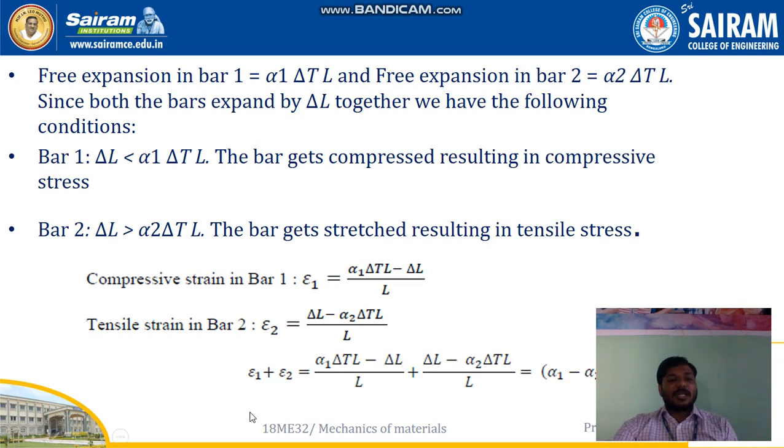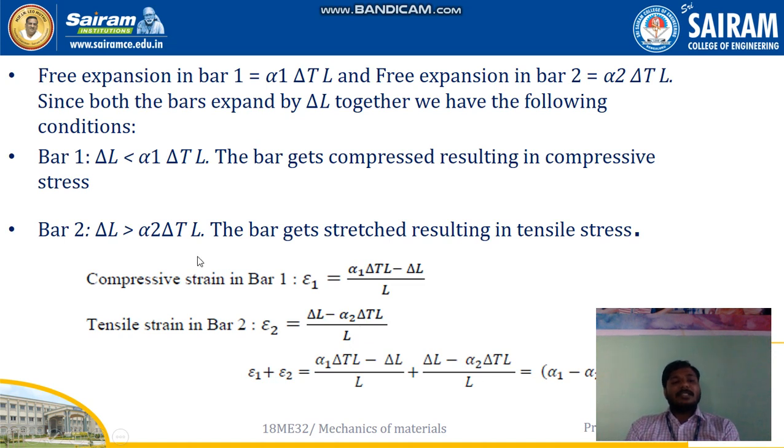Now how can we write the compressive strain in bar 1? The compressive strain in bar 1, epsilon 1, will be equal to alpha 1 into delta T into L minus delta L, divided by L. So I will repeat once again: the compressive strain in bar 1 is the free expansion in bar 1 minus the change in length, divided by the original length. Similarly, the tensile strain in bar 2, epsilon 2, is the change in length minus the free expansion of bar 2, divided by L.